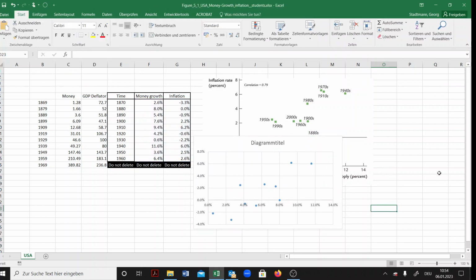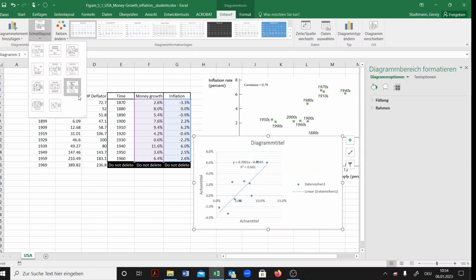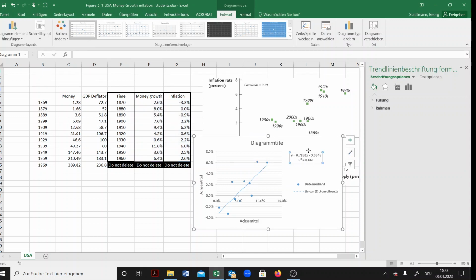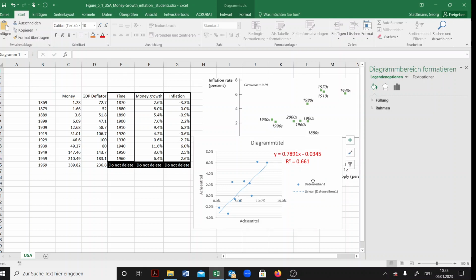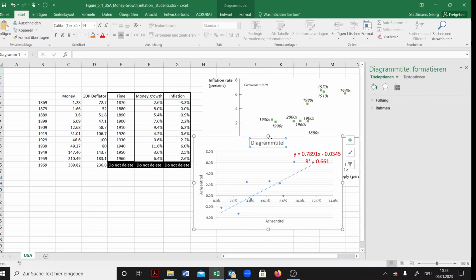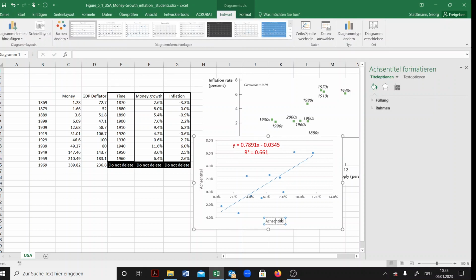Then I'm leaving the diagram, clicking on one cell here, then a double click on this cell, and you get a new menu point which is called Schnell Layout, Fast Layout, and you take layout number 9, third row, third column. Then you get the information with respect to the regression equation, r squared. This is a goodness of fit measure, so it will be automatically created when you use layout number 9, and then you have to format the axis.